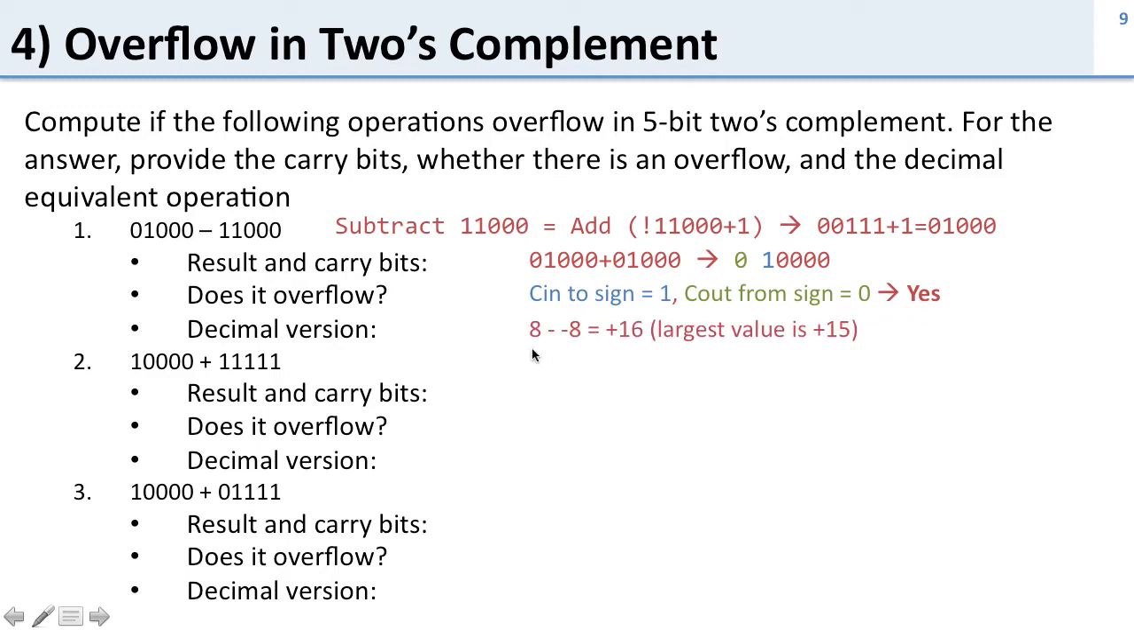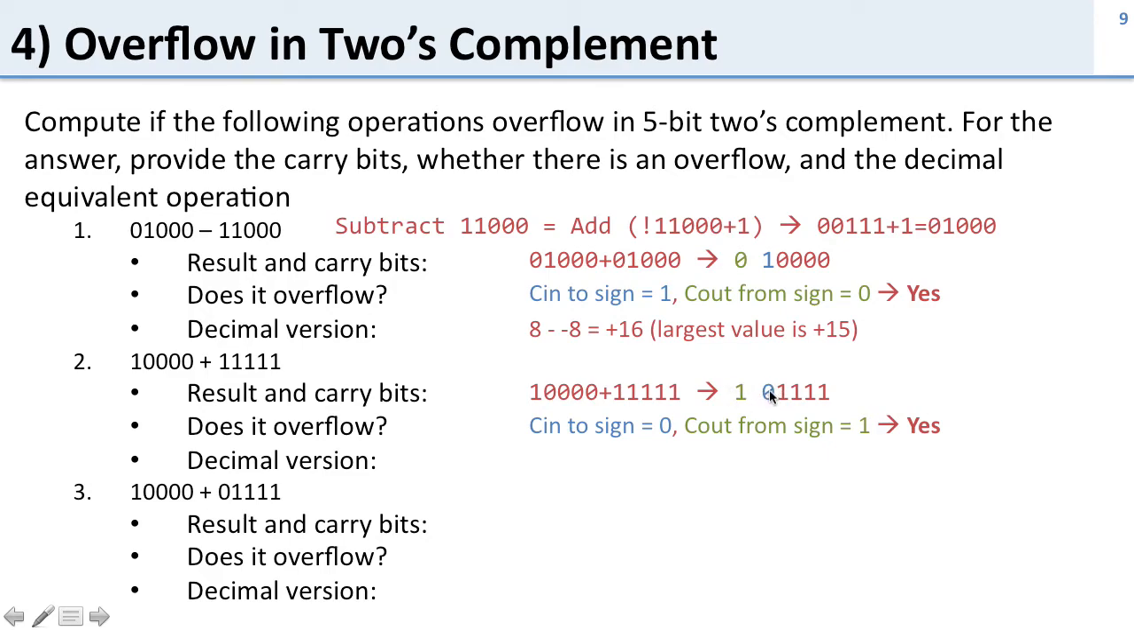And let's take a look at the decimal. So this was 8 minus negative 8, which is plus 16. The largest value that we're allowed to have in a 5-bit 2's complement number is plus 15. So it's not surprising we overflowed. We can't represent this value. Let's try the next version here. So when I go ahead and do this addition, here's the results I get here. So the carry into the sign is 0, the carry out from the sign is a 1.